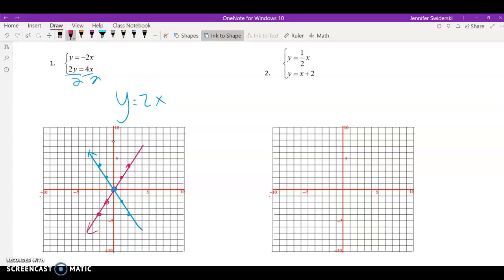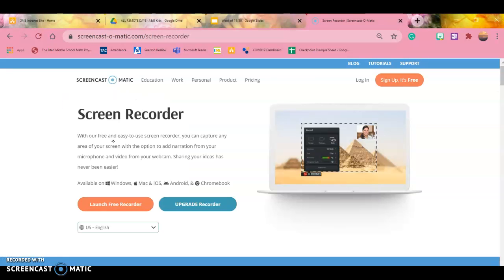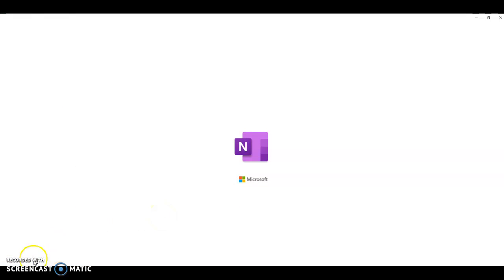So I know that my lines intersect right here at 0, 0. So the solution for this has to be 0, 0. So there's one solution, and my one solution is at 0, 0.